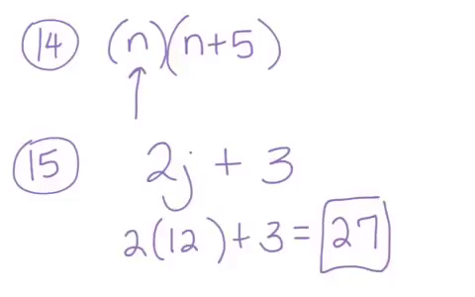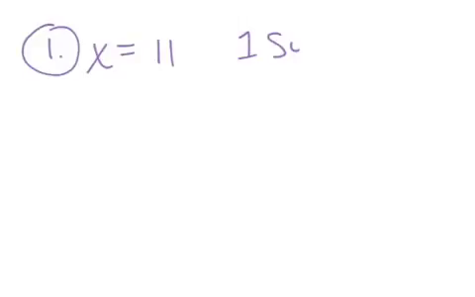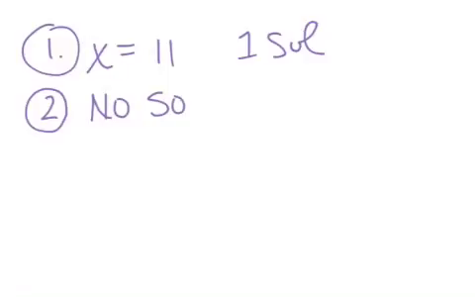Now we're going to go over your hot pink worksheet. Okay, so for the answers on the hot pink worksheet, number 1, that's one solution. Number 2, you should have no solution. That means it did not equal. It is a not true statement.